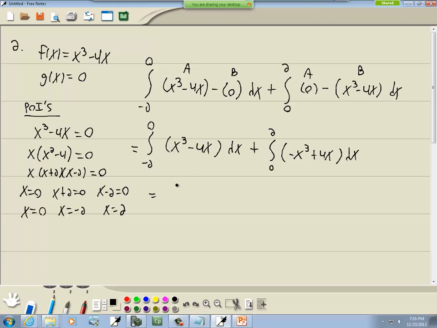Okay, so we're going to add 1 to our power. So we got 1/4 x to the fourth minus, add 1 to our power, divide by our new power on both of them. From -2 to 0, plus, same thing here. So we got -1/4 x to the fourth plus 4/2 x squared. We're just adding 1 to our power, dividing by our new power.